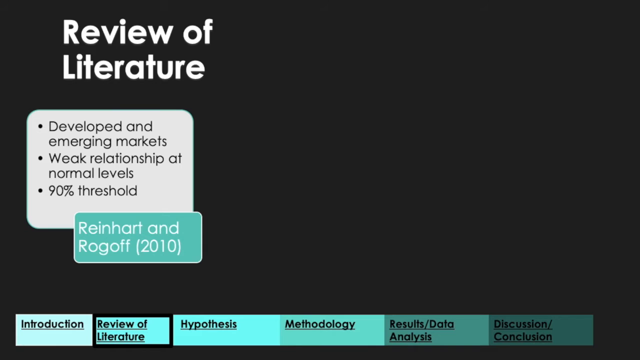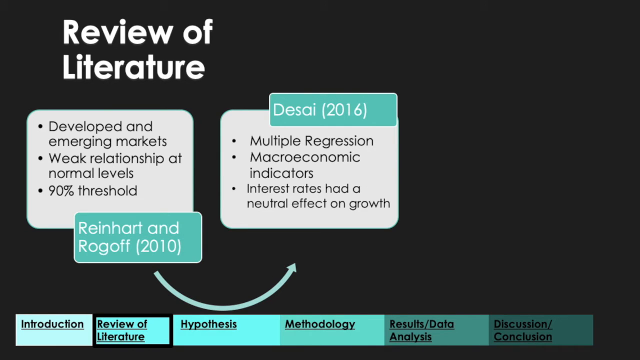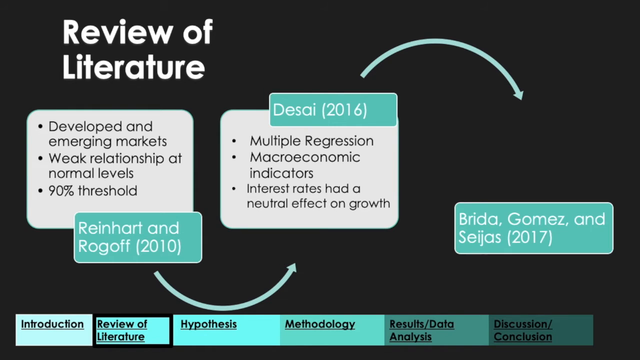Desai in 2016 created a multiple regression variable model for predictors of GDP growth rate in India. He included macroeconomic indicators such as inflation, manufacturing and servicing purchasing manager index, interest rates, and more. Each macroeconomic factor was studied individually. Overall, interest rates have a neutral effect on GDP growth according to Desai.